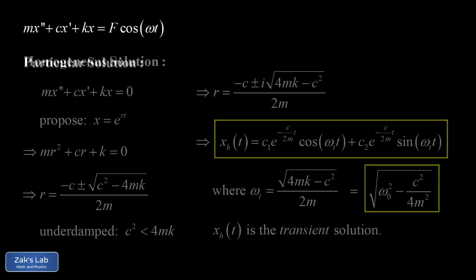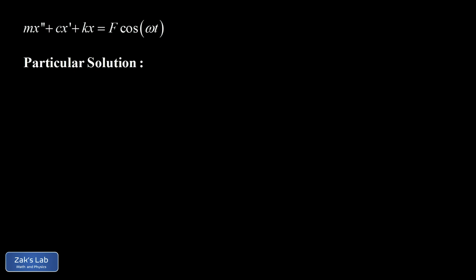So now we move on to the particular solution of the equation, which, as it turns out, is the part that does continue forever, provided we keep driving the oscillator. So this is called the steady state solution. Now recall that the easiest technique we can use to find the particular solution is called the method of undetermined coefficients.